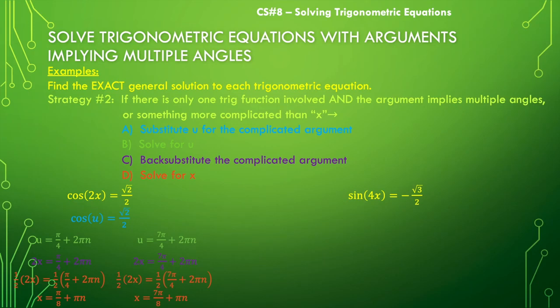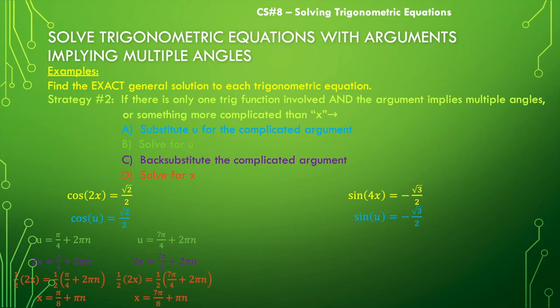Okay, so let's try this next one. The sine of 4x is equal to negative the square root of 3 over 2. So we're going to substitute out this 4x and substitute in a u where we see this 4x. Okay, so we're just going to replace the 4x with u. And so we're going to say the sine of u is equal to negative rad 3 over 2.